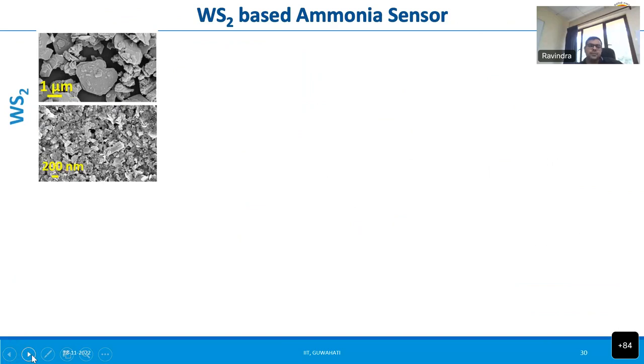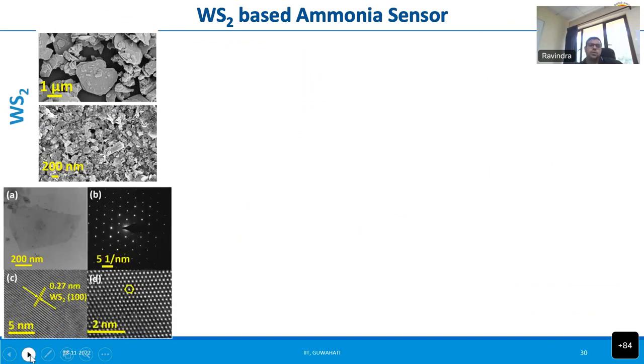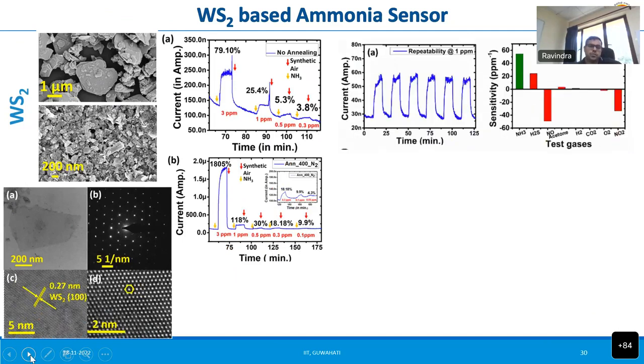I have some results of chemically synthesized or liquid exfoliated WS2 that we fabricated and did some annealing and other treatments. We have very high response, and the current levels were also in a decent range. It starts from some nanoamp and moves to say some microamp, and it was totally recoverable. That is very good. That's what we want from our sensors.